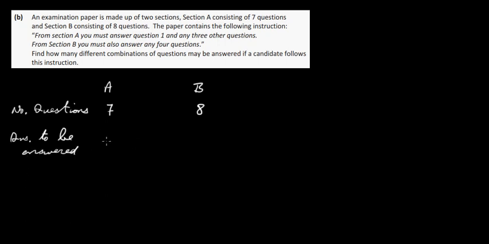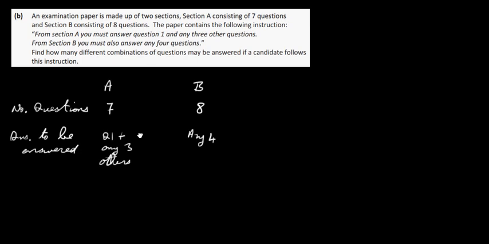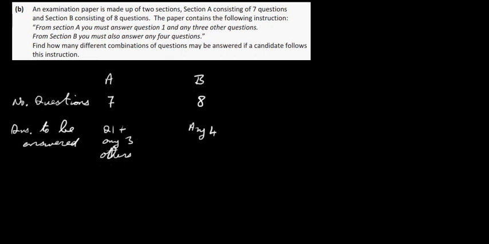Really, I'm just summarizing the question here in this table. Questions to be answered, in part A you must do question 1. So from section A you must answer question 1 and then any 3 others. Okay, in part B then you must answer any 4. So here we just have to do any 4 out of these 8. Find how many different combinations of questions may be answered if a candidate follows these instructions. Okay, so how many different combinations of questions can be answered? Well, let's have a look.